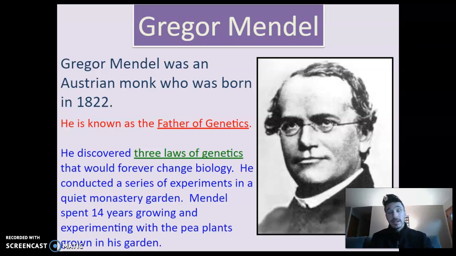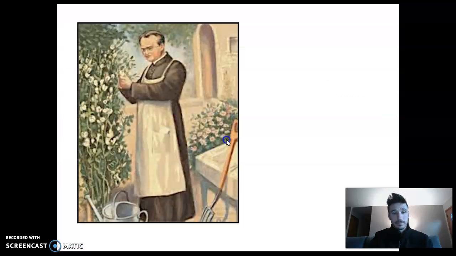Now, these laws of genetics would forever change biology. He figured these laws out as he conducted a series of experiments in a garden in the monastery that he lived in, and it would take him roughly 14 years. So here are the laws that Gregor Mendel discovered.